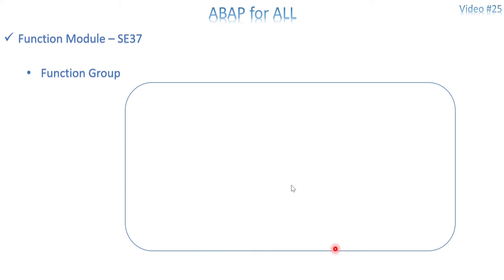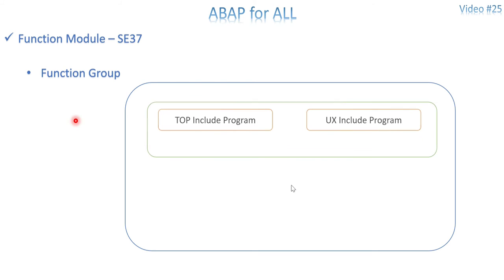Okay, and then the first layer is the function group. It's just an empty layer. I have created one function group, and inside I'm going to create a top include program. Actually, it's already available. Once you create a function module, by default you will get a top include program and a UX include program. The top include program is for data declaration.